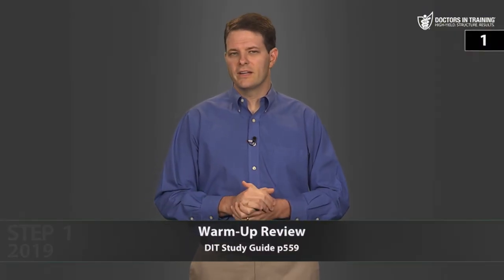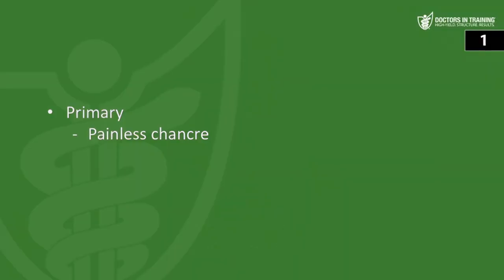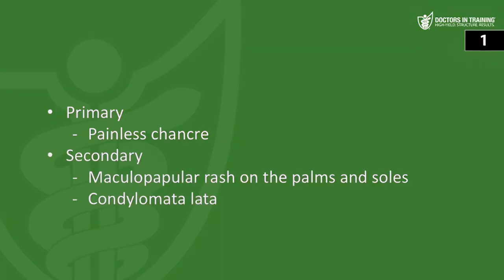Let's go over the warm-up. First question, what dermatologic finding is seen in each of the stages of syphilis? So in primary syphilis, the skin finding is a painless chancre. In secondary syphilis, you can see a maculopapular rash on the palms and soles, and also condyloma lata. And then with tertiary syphilis, you can see gummas.